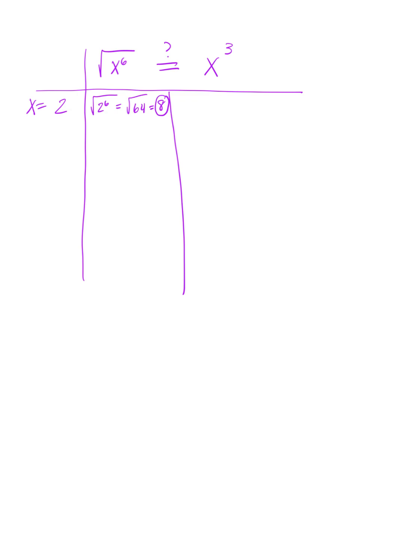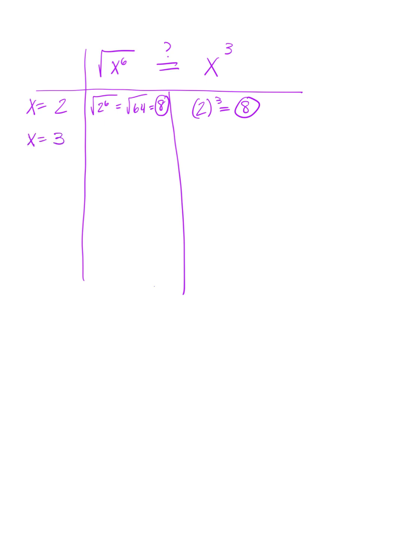Is that the same thing as if you just cube the 2? Take that 2, plug it into x cubed, and you also get 8. So that seems like good evidence that the square root of x to the sixth is equal to x cubed. We got 8 plugging into both of them. Okay, we could try one more number just to be sure. Like, let's try x equals 3.